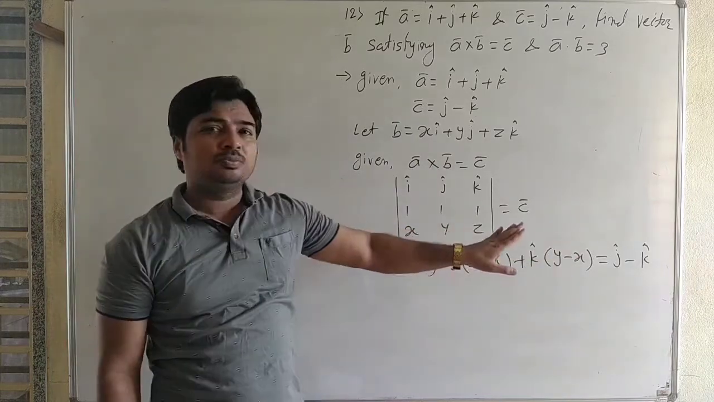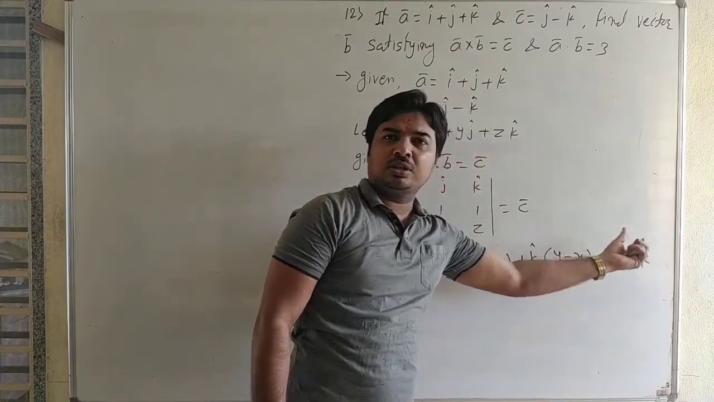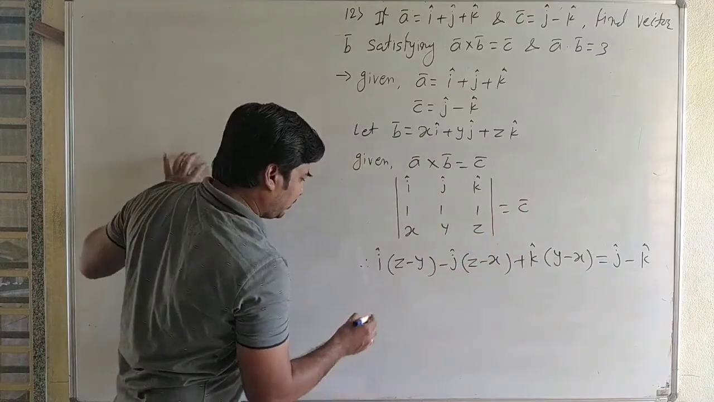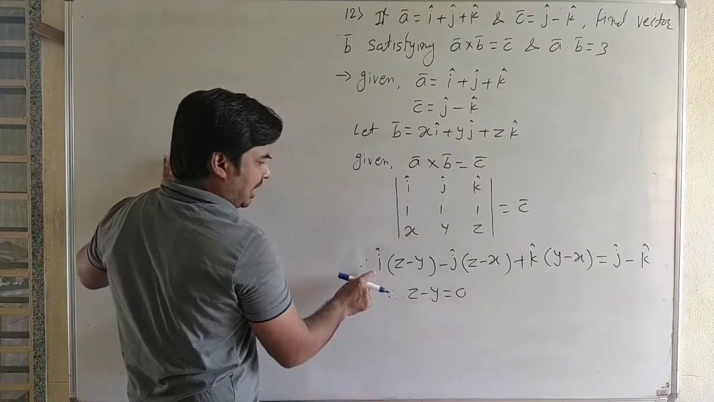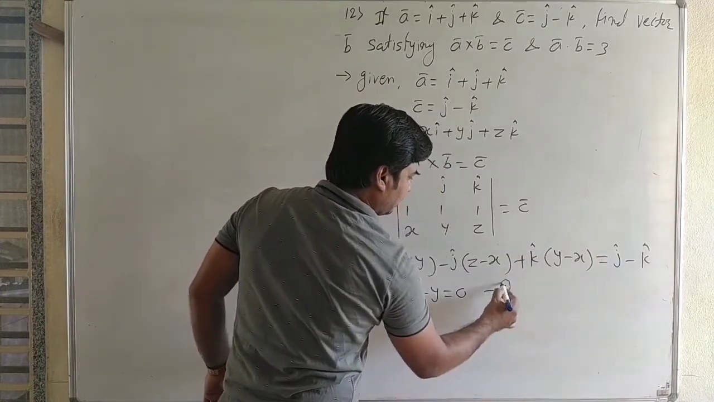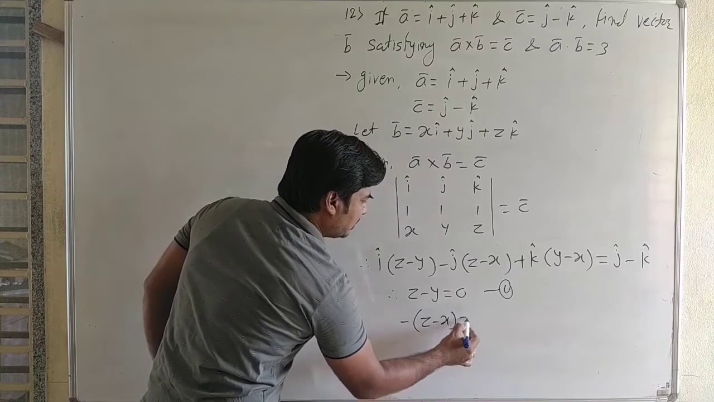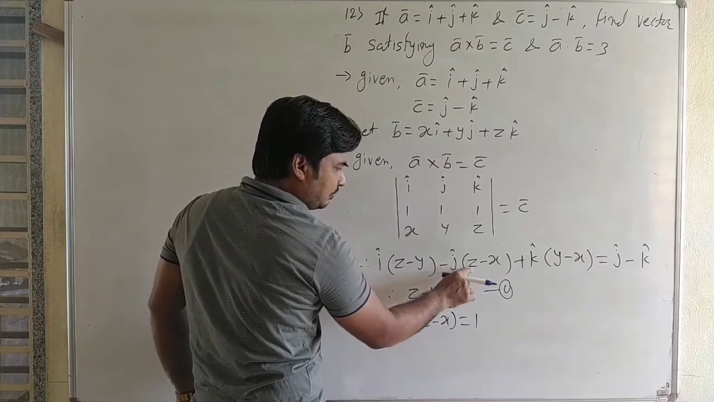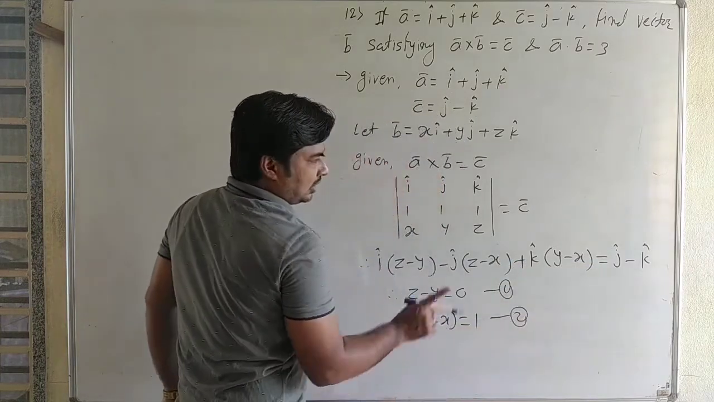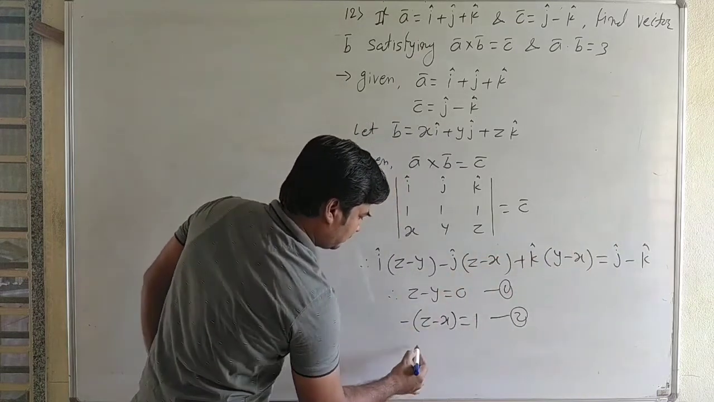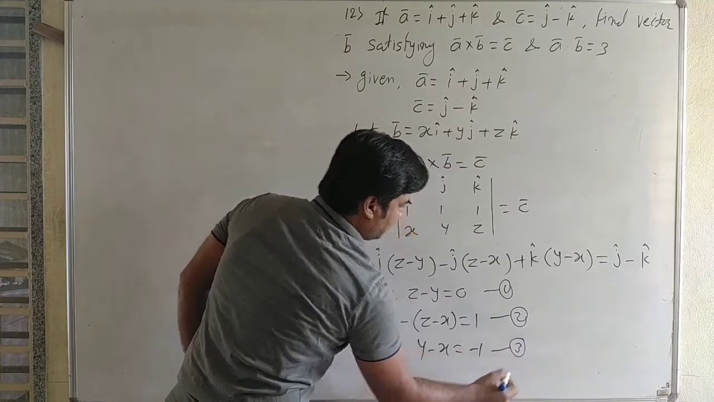Now compare the coefficients of i, j and k. Since the two vectors are the same, their corresponding components are equal, therefore we can write: z minus y is equal to 0, here the coefficient of i is 0, equation number 1. Then minus z minus x is equal to 1, the coefficient of j, equation number 2. Then the coefficient of k, y minus x is equal to minus 1, equation number 3. These are the three equations.